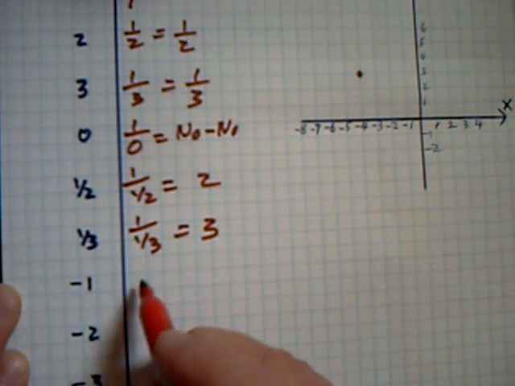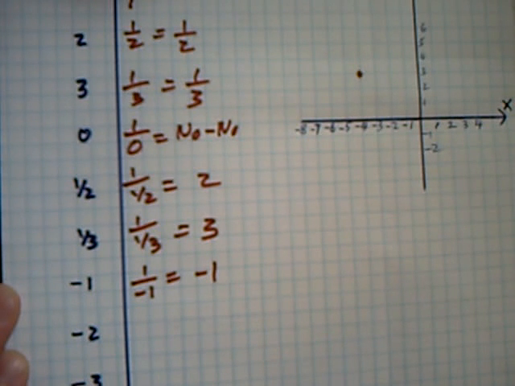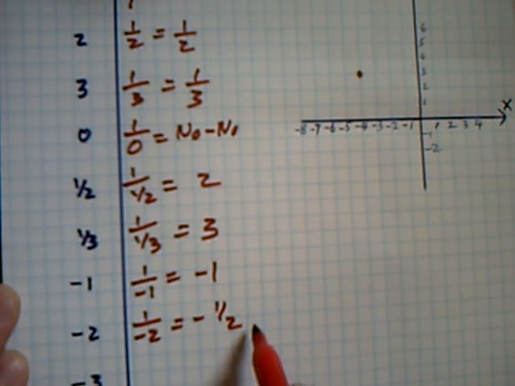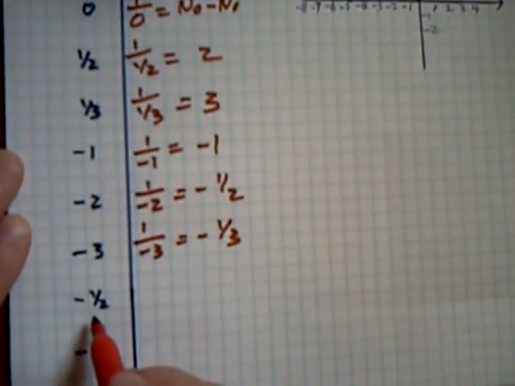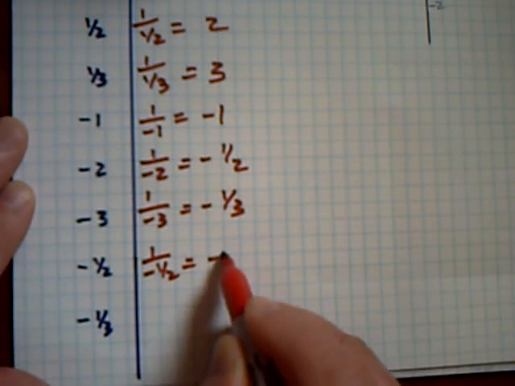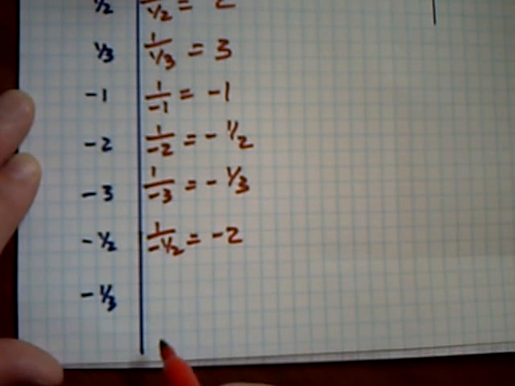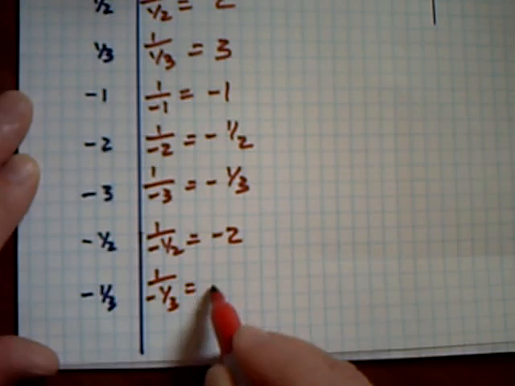If I go to the left 1, I'm going to go up 1 divided by negative 1, so I'm going to go down 1. If I go negative 2 to the left, it'll be 1 divided by negative 2, which is negative a half. I'm going to go down a half. Left 3, it'll be 1 divided by negative 3. I'm going to go down a third. Left a half, I'm going to go 1 divided by negative a half. It means I'm going to go down 2. And left a third, I'm going to go 1 divided by negative a third, which is down 3.